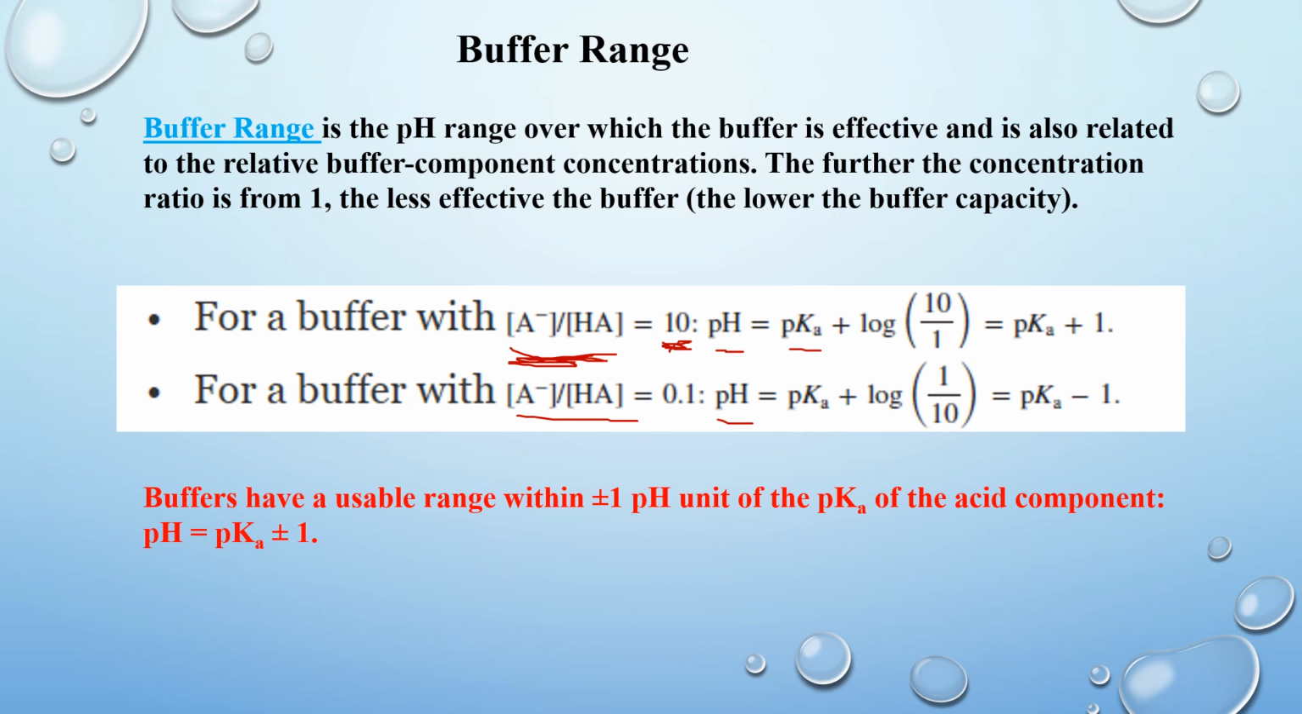So normally the buffer range is plus or minus 1 of the pKa value of the acid component in the buffer. Meaning that you cannot pick an acid whose pKa is too far away from the desirable pH you want to use. If you want to pick pH 5, you're going to pick an acid that has a pKa between 4 and 6. The closer it is to 5, the better.